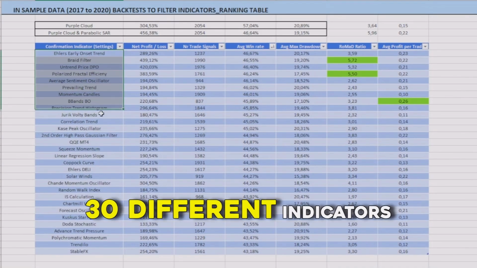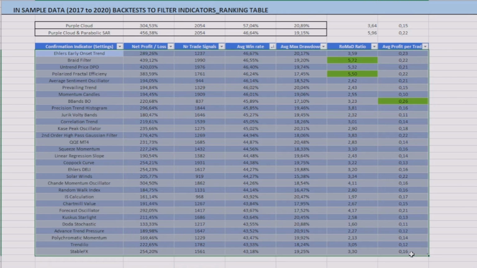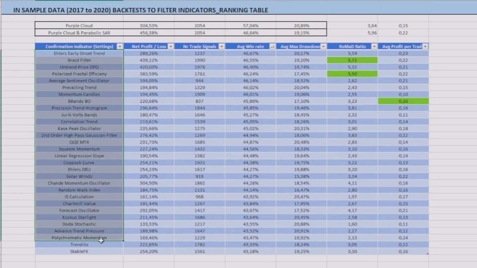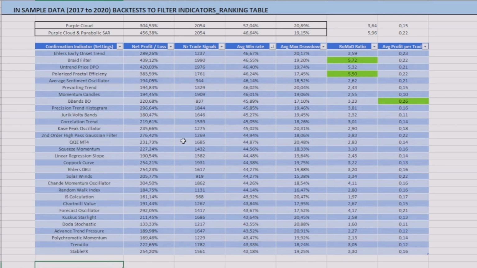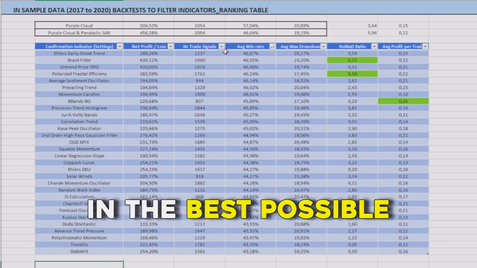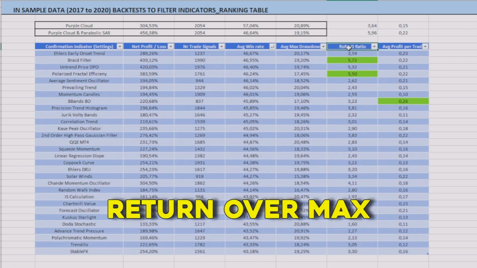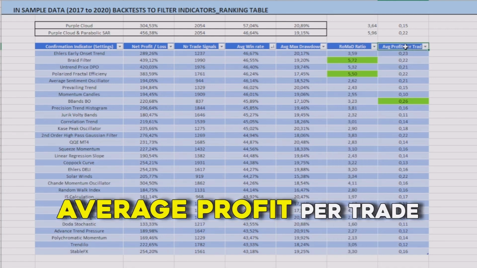After analyzing 30 different indicators, here we have all the results. Above you can see the previous results only when using the purple cloud indicator and then after the addition of the parabolic SAR, and below you can see all the results of the 30 filter indicators analyzed. And to select the best 3 ones in the best possible way and without any bias, I calculated the return over max drawdown ratio and the average profit per trade.